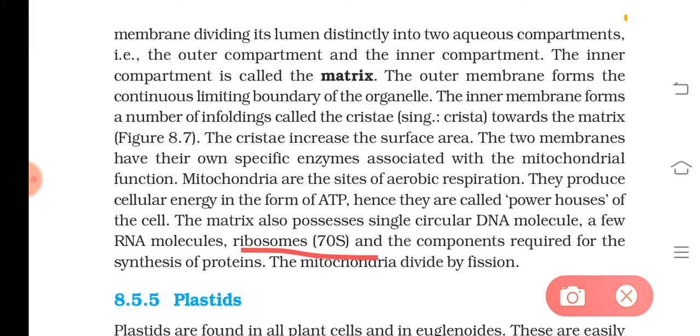Understood? So now I told you why the mitochondria is known as the powerhouse of the cell. Why? Because they produce what? ATPs. ATP production is taking place in the mitochondria, so only they are known as the energy powerhouse. And ATPs are known as what? Energy currency.